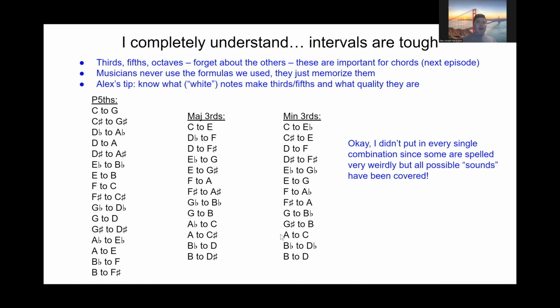What you can do once you have that A to C is a minor third, well, you know that if you see A to C sharp, or if you see A flat to C, it's a half step bigger than the minor third, so it must be a major third.